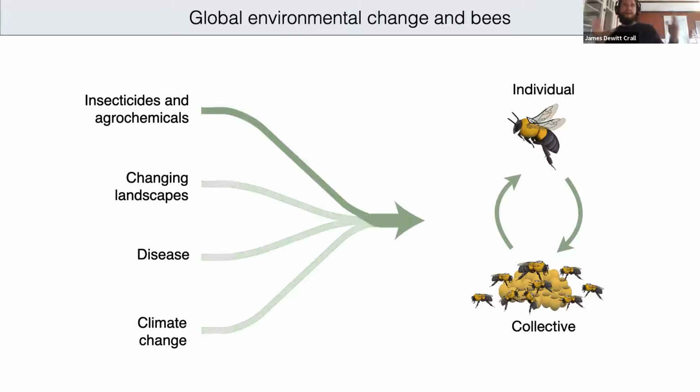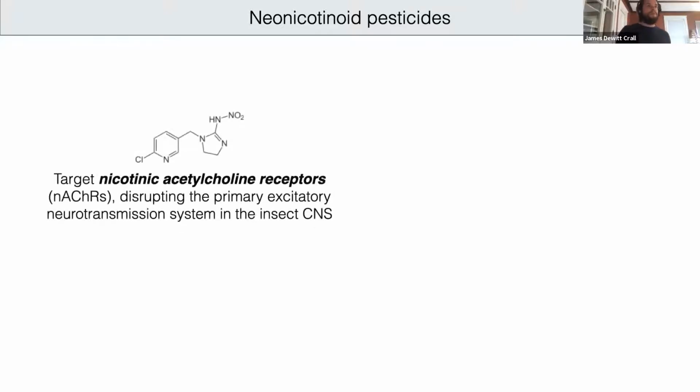So within that big picture of the ways in which we're changing the environment and their impacts on pollinators, what I'm going to focus on today is really the impacts of insecticides. In particular, I'm going to focus on neonicotinoid pesticides. You are likely familiar with these, but just as a reminder, these are a relatively novel class of insecticides that target nicotinic acetylcholine receptors in the insect central nervous system. That's really targeting the primary excitatory neurotransmission system in the central nervous system of insects.